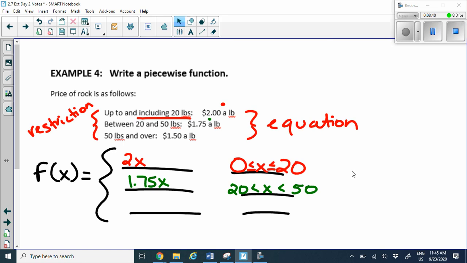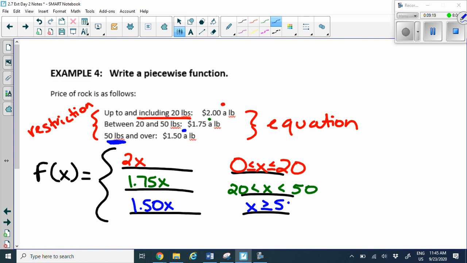Okay, now we got the last one. So 50 pounds and over, that's going to be $1.50 a pound. So kind of see the pattern here. We're multiplying. So we're taking whatever the pounds is and multiplying by $1.50. Now here it's saying that we are doing 50 pounds and over. Okay? So in this case, from the last one, we did not have an equal bar, so this one has to be included. And we're going to have x is greater than or equal.